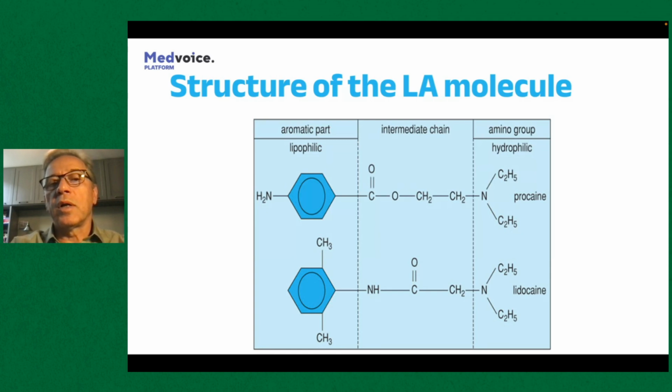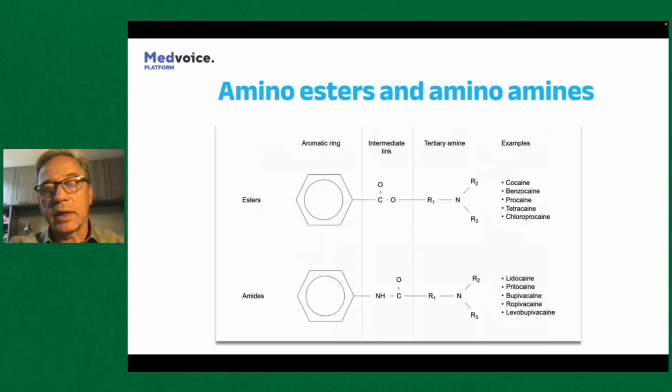And in the middle, they are connected with the intermediate chain. And it's by this intermediate chain that we divide all the local anesthetics into two main groups. They are either esters, amino esters, or amides, amino amides.